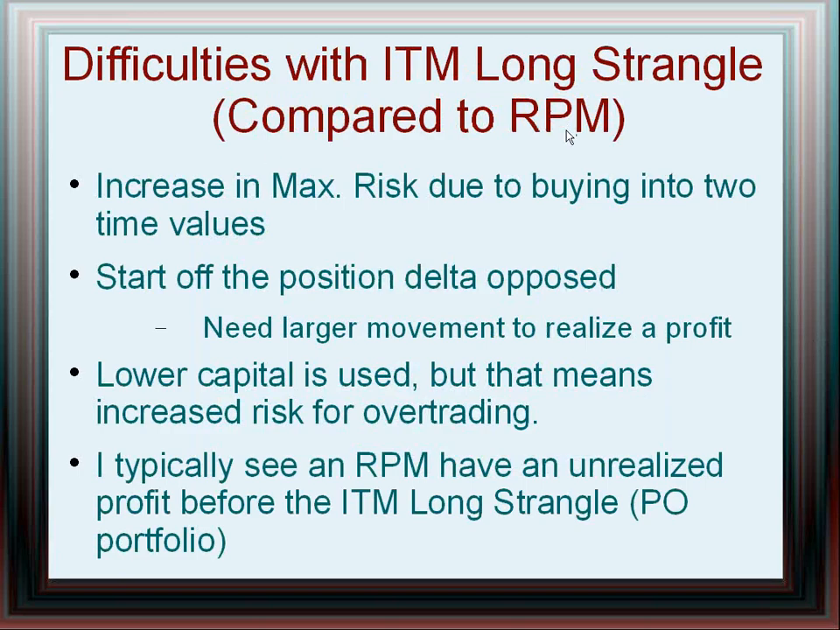But let's talk about the disadvantages. Well, naturally, now we have an increase in maximum risk due to buying into 2 time values. Remember, the monetary risk of my married put position, if I did 100 shares and one put, was $2.33 or $233.